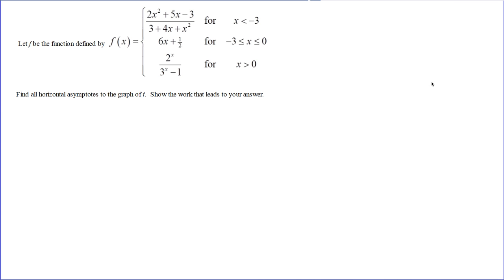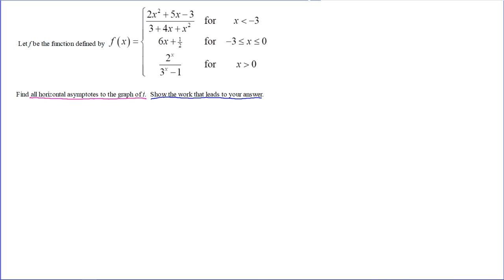These are notes for AP Calculus on the topic of limits at infinity and horizontal asymptotes, continued. Here we've got a piecewise function, and it says find all the horizontal asymptotes for the graph of f. Remember, horizontal asymptotes come directly from your limits at infinity and negative infinity. Here it says show the work that leads to your answer.